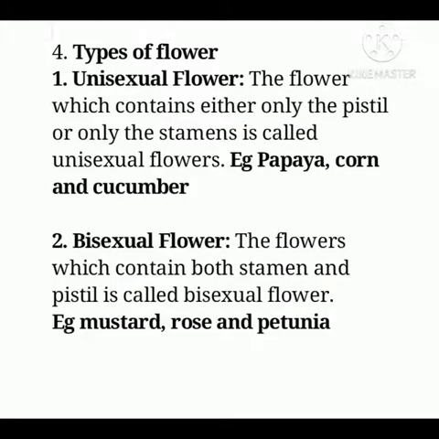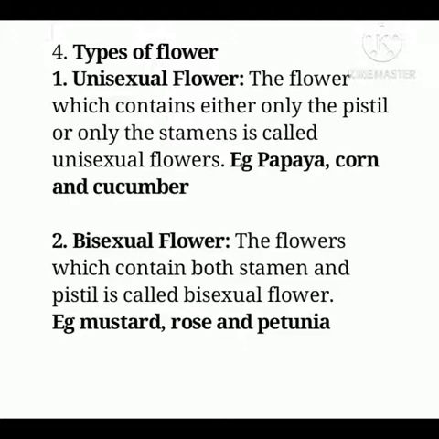Types of flowers. According to their reproductive whorls, flowers are classified into two types. One is unisexual flower, second is bisexual flower. Unisexual flower: the flower which contains either only the pistil or only the stamens is called a unisexual flower. Uni means one. So in case of a unisexual flower, only one part, either pistil or stamen, is present, hence the name unisexual flower. Examples of unisexual flowers are papaya, corn and cucumber.